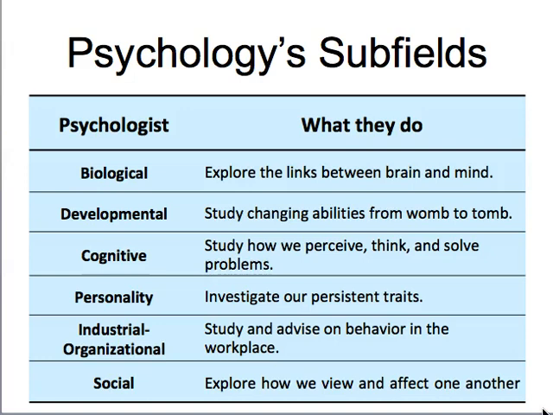Social psychologists study how people's thoughts, feelings, and behaviors are affected by other people or groups of people. Cross-cultural psychologists, not on this slide, study how people are influenced by societal rules that dictate behavior in their culture. They investigate similarities and differences in psychological functioning in and across various cultures and ethnic groups.